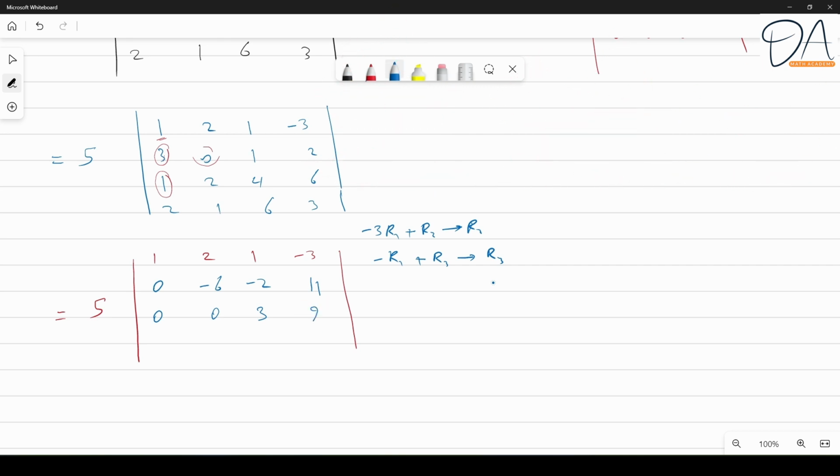Now we just need to introduce a 0 here. And in order to cancel this 2, we need to get minus 2. And to get minus 2, it means I need to multiply the 1 with minus 2. So the next operation will be minus 2 R1 plus R4, and this becomes the new R4.